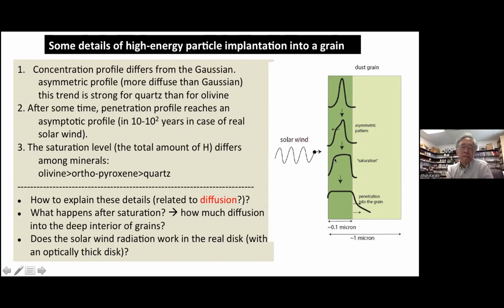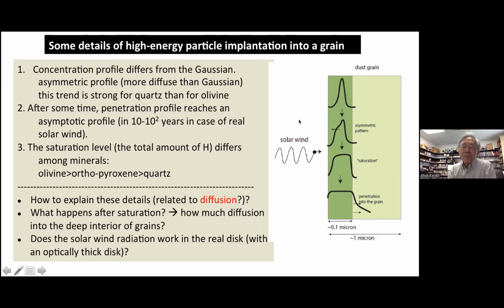Okay. And another observation is, after a certain time, the penetration profile reaches an asymptotic profile near saturation, okay? And then you can calculate how much hydrogen you get. Using experimental data and knowing the amount of flux from the solar wind, from the sun, you can estimate how much time you need to get saturation for the actual solar system. That is about 10 to 100 years, very quick. Okay. And another interesting detail I emphasize is the saturation level is very strongly mineral dependent. Olivine is largest, OPX is second, and quartz is last.